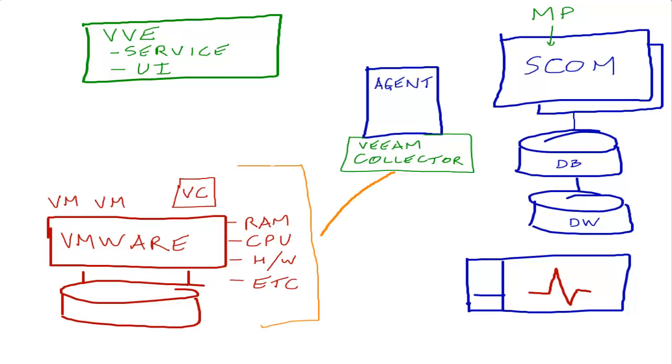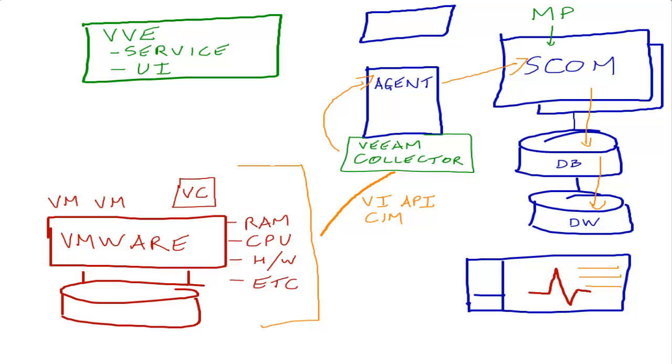So the data flows into the Veeam collector. Normally it comes in via the Virtual Infrastructure API, but we can also pull data via SIM. It gets then injected into the Ops Manager agent, injected into SCOM, understood by the management pack, then flows through the database, the data warehouse, and appears inside the Ops Manager console. So all the data communication is native Ops Manager.